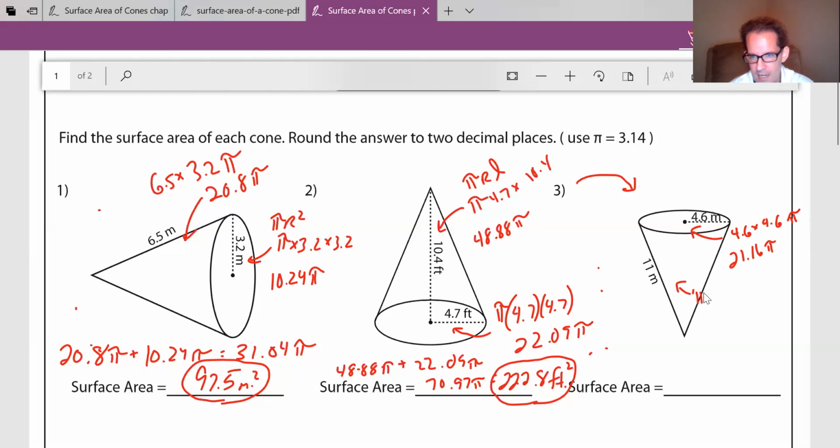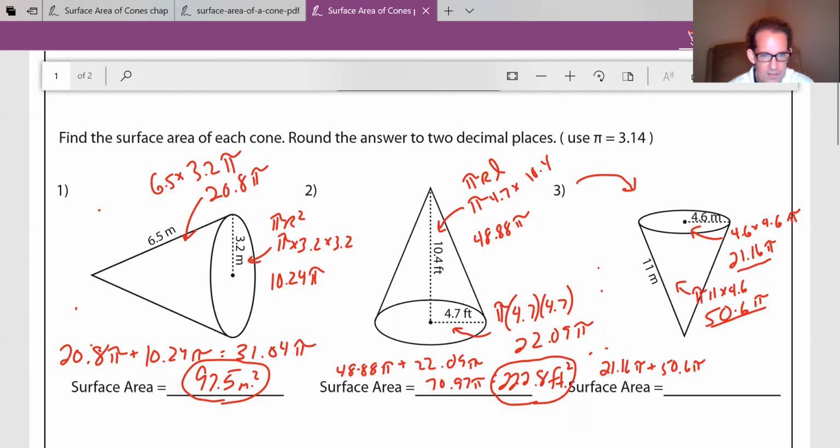That's going to be pi times 11 times the radius, 4.6. Let's figure out what that is. So I have 11 times 4.6, looks like 50.6. Then I'm going to simplify that by simply adding these two numbers, 50.6 pi and 21.16. Let's write that down. 21.16 pi plus 50.6 pi.